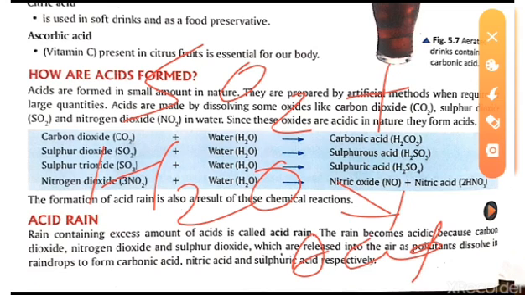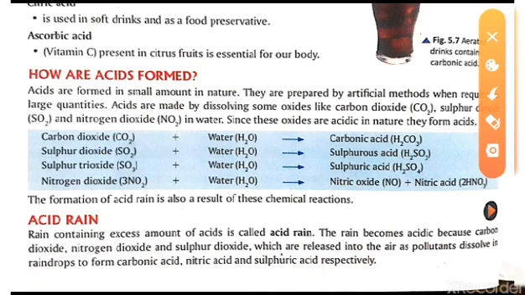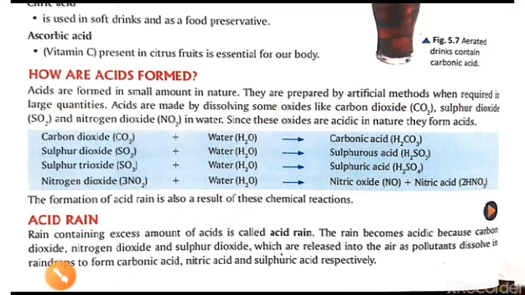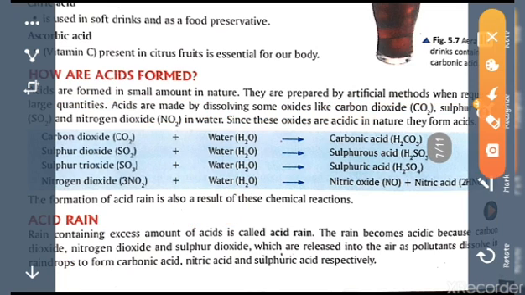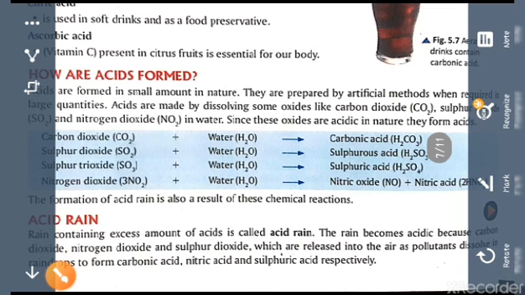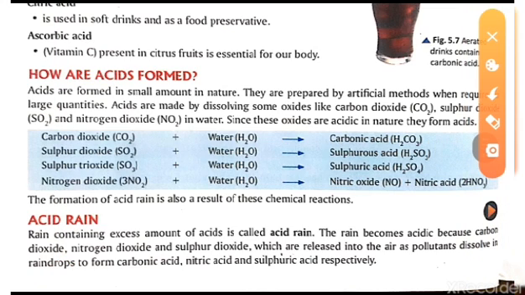In detail, we are going to read line by line and see what the book is telling. Acids are formed in small amounts in nature, but they are prepared artificially when required in large amounts. Acids are made by dissolving oxides. If oxides are there, when they react with water, they will form the acid.